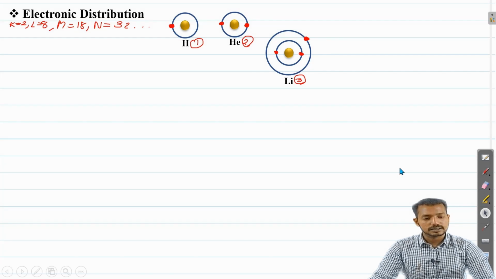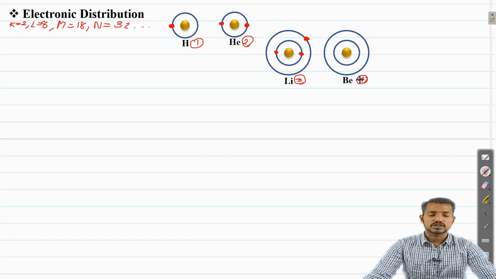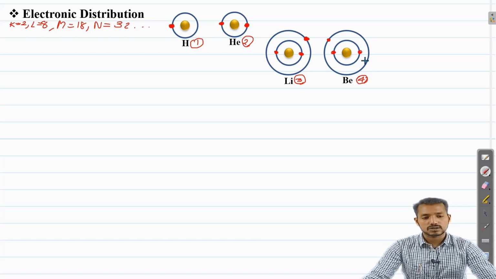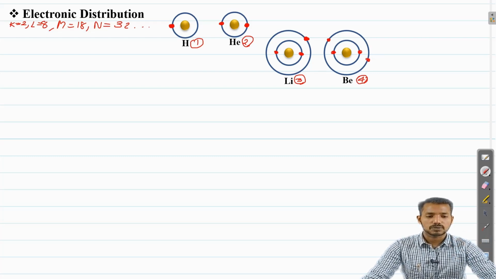Now we are moving to the next atom, with atomic number 4, or number of electrons 4 in the neutral beryllium atom. First 2 electrons in the first orbit, no doubt. The third electron is already in the second orbit, according to lithium. Now one more electron has to be filled. So where will we fill it? In the L shell itself, because in the L shell, that is the second shell, maximum 8 electrons can be filled. So no problem, it can be accommodated here.